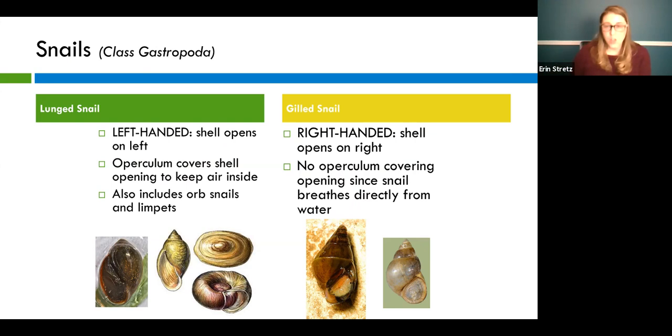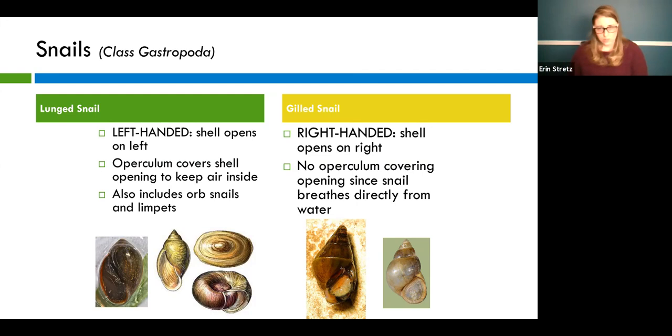The gilled snails, if you were to face the shell with the opening facing towards you with the pointy bit at the top, gilled snails have the opening on the right-hand side. Lunged snails, if you put them in that same way, the pointy bit at the top, the opening facing you, lunged snails will have the opening to that soft tissue on the left-hand side. So you can sort of think of it like left-handed is lunged, right-handed is gilled.